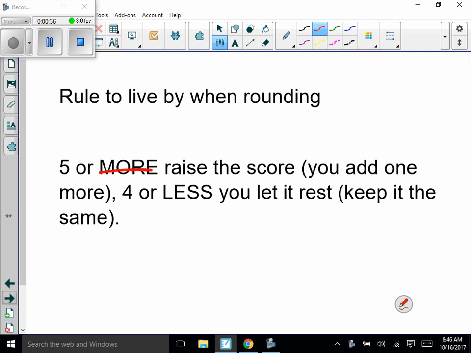Okay, rule to live by when rounding: 5 or more, you raise the score, you add one more. 4 or less, you let it rest. Real simple. If the number that you are going to round, you look to the one to the right of it. If it is 5 or more, that means that you round up. If it is 4 or less, you let it rest. You keep it the same.